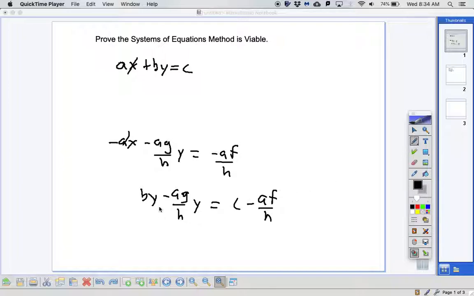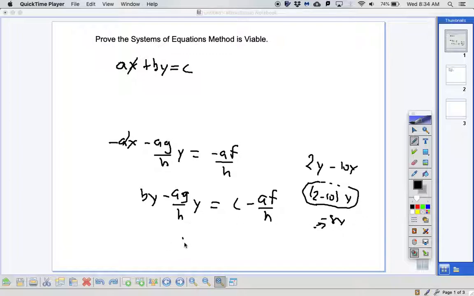So the goal here is to get y by itself, so I need to combine these. Now, normally if I had something like 2y minus 10y, we would do 2 minus 10 first, get an answer, and then we put the y outside, and you would tell me this is negative 8y. I can't actually do this last step because I don't know these numbers, but I can write it like this, and that's what we're going to do.